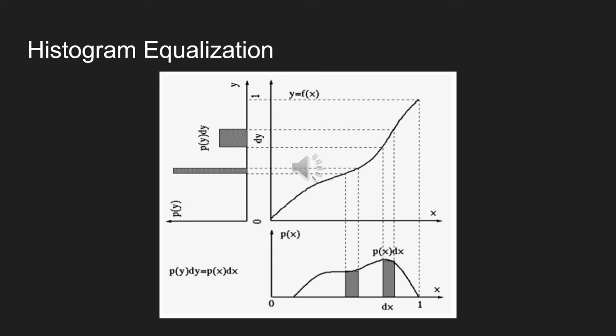So we can clearly see that if the intensity values were present only in the higher region, then this probability density function has been changed so as to introduce pixel values also in the darker regions.